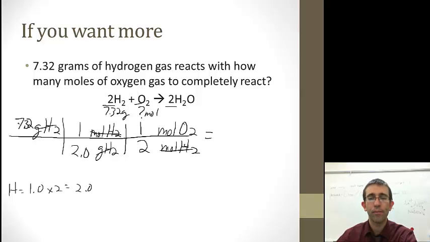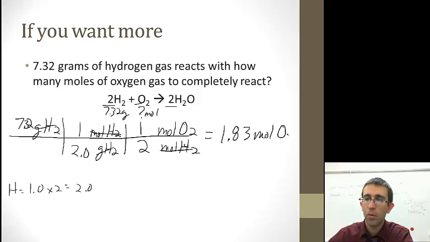That's what I want. So multiply on top, 7.32 times 1 divided by 2 times 1 divided by 2 again. Alright, so I'm just doing these. Remember, multiply on top, divide on bottom. And I get 1.83 moles of O2. And I have my answer.